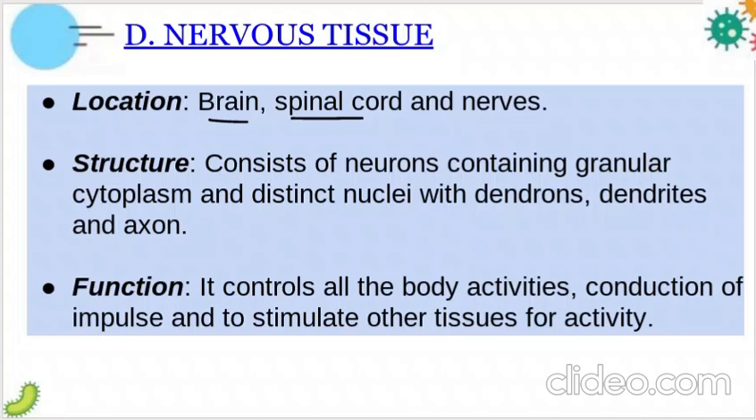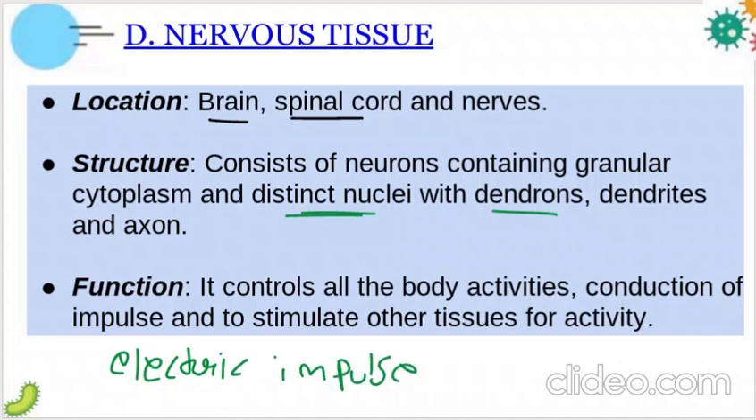They have granular cytoplasm, and they have distinct nuclei with dendrons, dendrites, and axon. We are going to see the structure of it. The main function of nervous tissue is electric impulse control and coordination of our body, responding to a stimulus. It controls all the body activities, conduction of impulse, and stimulates other tissues as well.